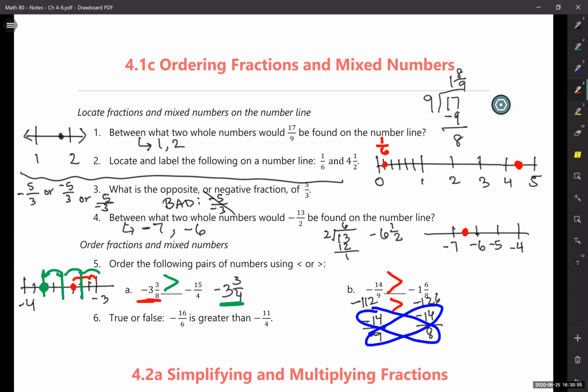All right, let's try that again. That was a little messy. I'm going to do that same thing again with this last problem here. Okay, so I'm going to rewrite it. They're already both improper. That's fabulous. I'm just going to rewrite it so the negatives are on top.